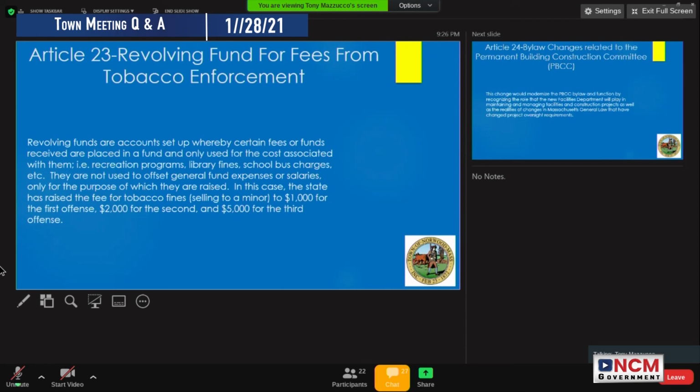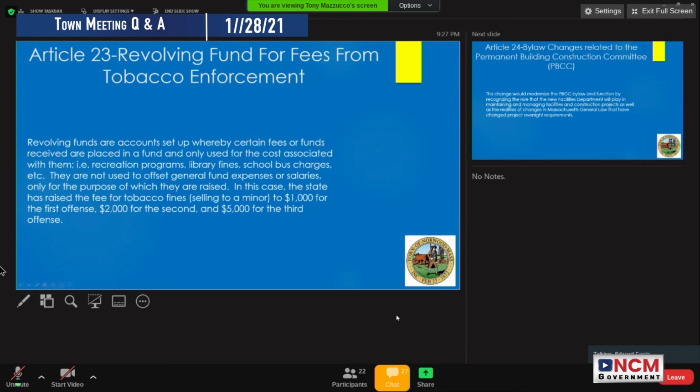We would never get away with being able to charge somebody a $1,000 fine for something, but the state gets to make the laws. We don't. So the idea is to try to make that a little bit more gentle by saying, look, you've gotten fined $3,000 this year, but it's just going right back into enforcement and education. Questions on Article 23, revolving funds for tobacco enforcement?